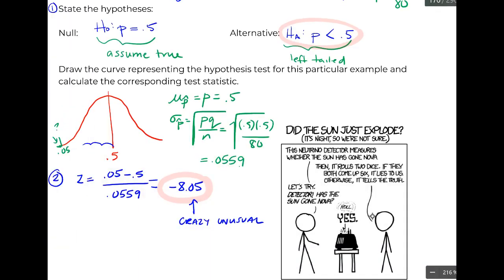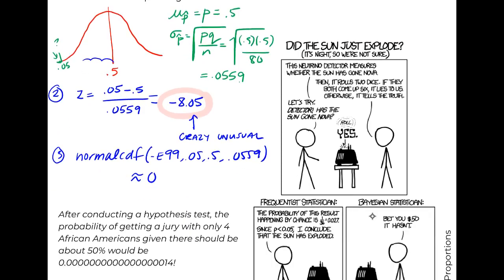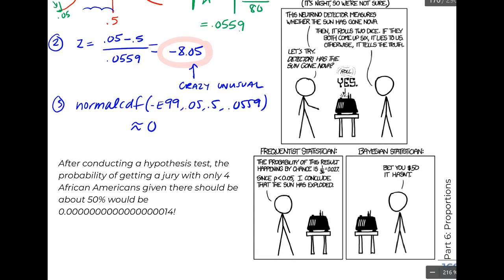And if we type this in our calculator, if we did a step 3, we could have done a normalcdf, either with the z-score itself or with the actual values: negative E99 up to 0.05 with the mean and standard deviation we found. Your calculator is going to tell you that this is 0 because it's just so incredibly small. And in fact, if you had a calculator with a higher tolerance, you would find out that this probability is a huge number of zeros followed by a 1 and a 4.